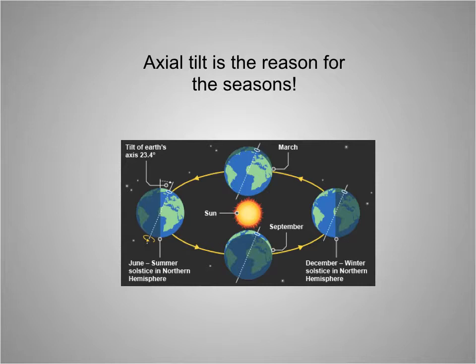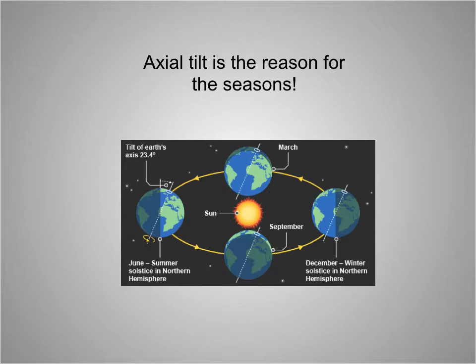Then going over to the right, we're continuing on counterclockwise here. Now it's December, and we have the opposite scenario that we had in June, where we're leaning away from the sun, whereas the southern hemisphere is leaning towards the sun. So we're experiencing more indirect sunlight and fewer hours of sunlight, whereas the southern hemisphere is experiencing more direct sunlight and more hours of sunlight. Thus, they're experiencing summer, whereas we're experiencing winter.